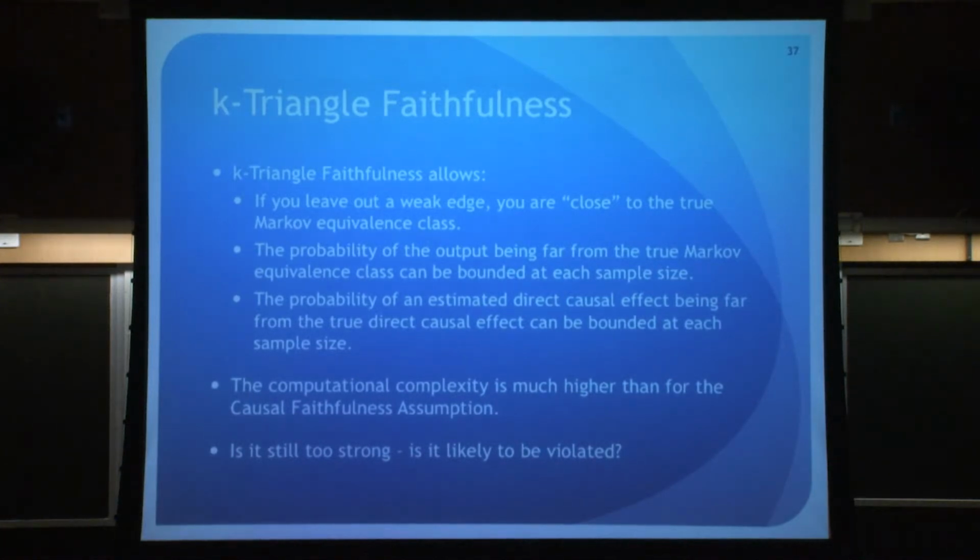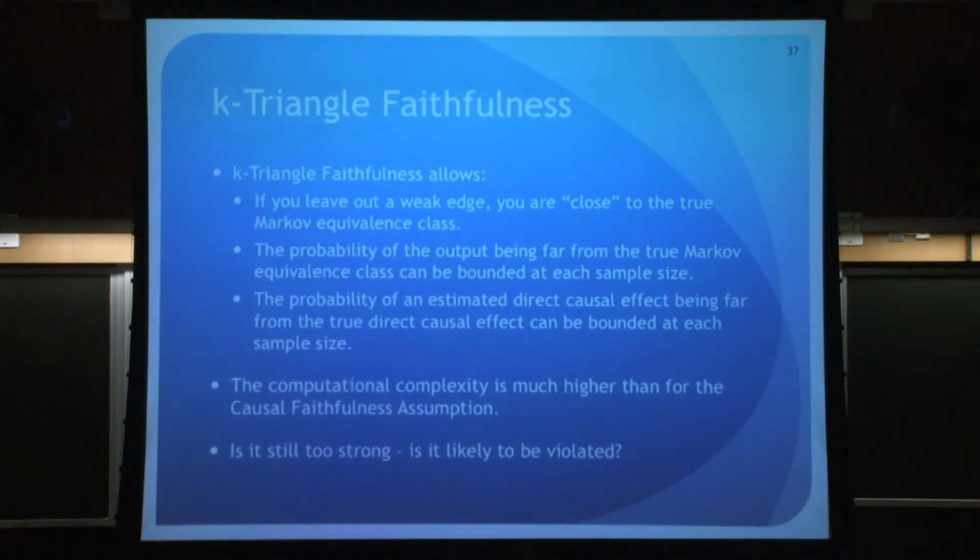In the other case, the sense of success was either I got the right Markov equivalence class or I didn't. There was nothing about being close to the right Markov equivalence class. This allows you to say, well, if I leave out a weak edge, I was close to the correct Markov equivalence class. So that allows you certain kinds of failures. Under this sense of success, if you leave out a weak edge and you're close, then what you can say is I can bound the probability of errors beyond a certain size at a given sample.